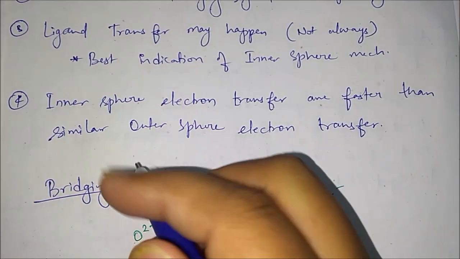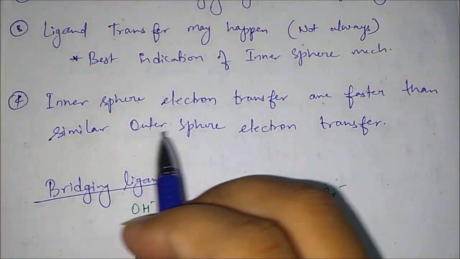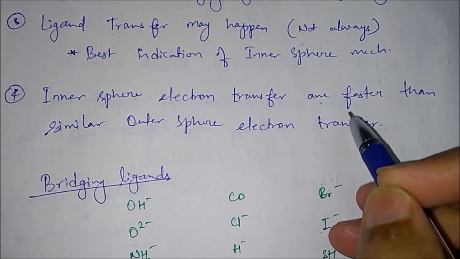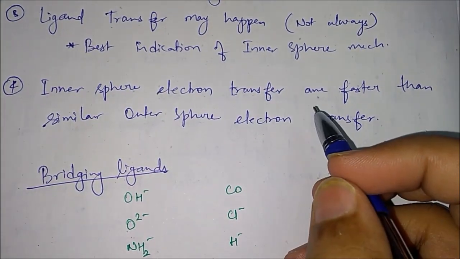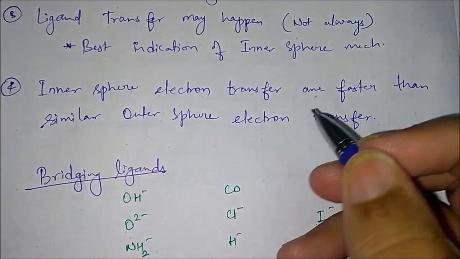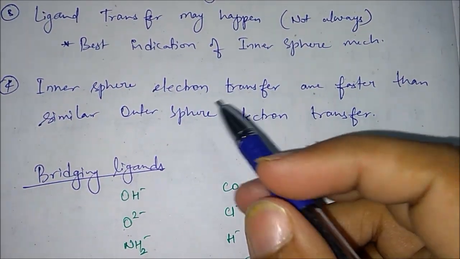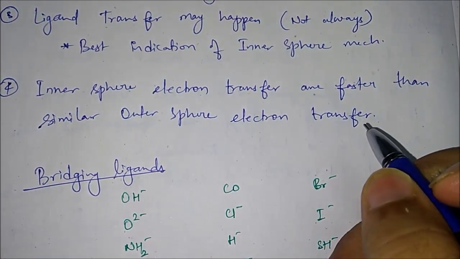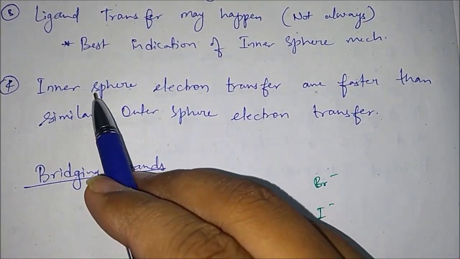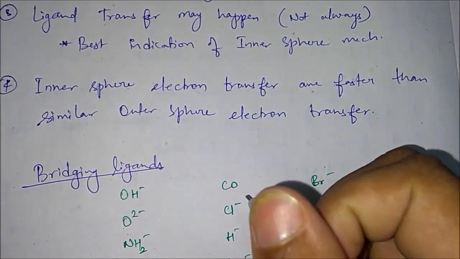The next point says that inner sphere electron transfer mechanisms are faster than similar outer sphere electron transfer mechanisms. So if somebody asks which rate is faster, inner sphere or outer sphere electron transfer mechanism, then you can say that inner sphere is faster than outer sphere.